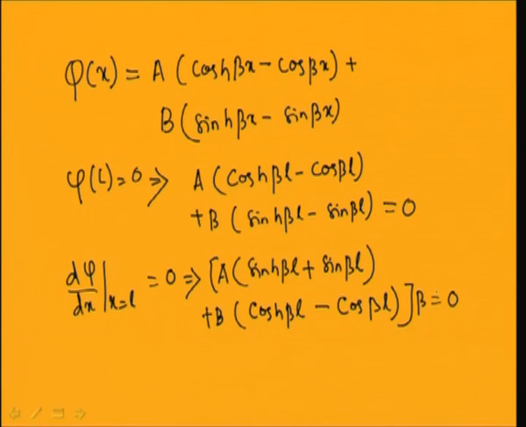So, like the previous case, here also we can write a by b from this expression and also a by b from this expression, and we can equate these two. So, writing a by b, this will be equal to minus sin hyperbolic beta l minus sin beta l by cos hyperbolic beta l minus cos beta l. Similarly, for this expression, a by b becomes minus cos hyperbolic beta l minus cos beta l by sin hyperbolic beta l plus sin beta l.